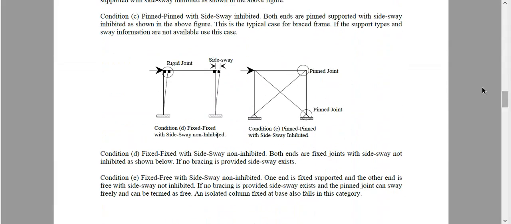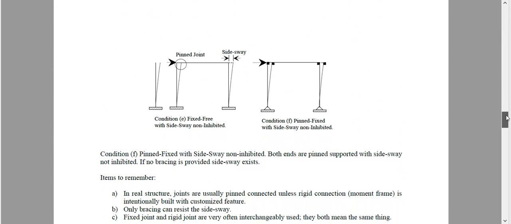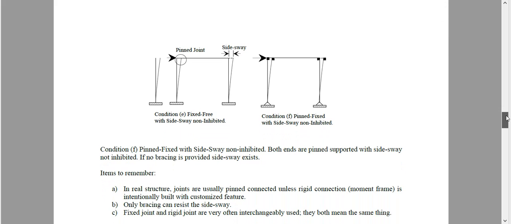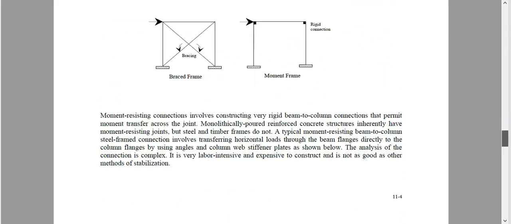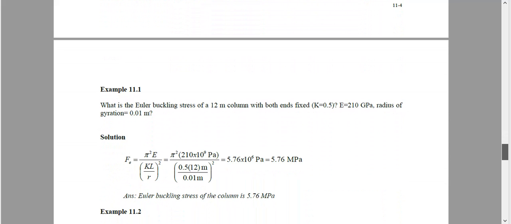Okay, so let us see. Now if you read this text, hopefully you can identify different kinds of column. So here is another example, pin here, but this is rigid but side sway non-inhibited. That means it can move this way. So it's case number A. Okay, so let us see some examples very quickly.